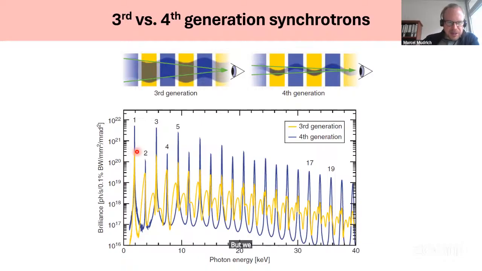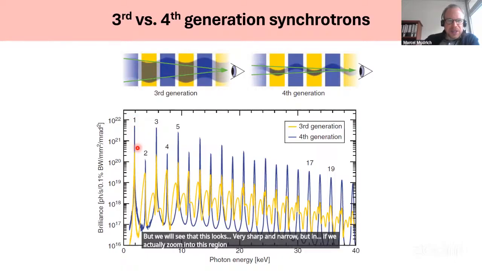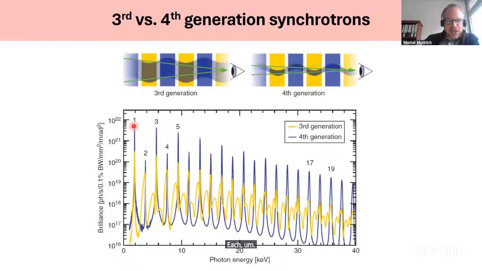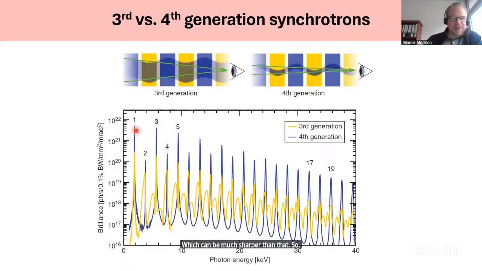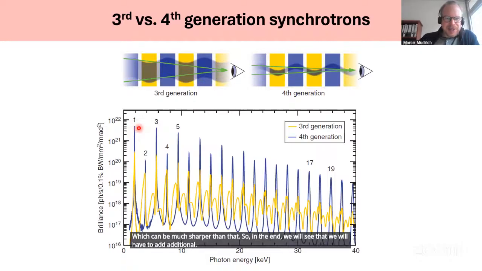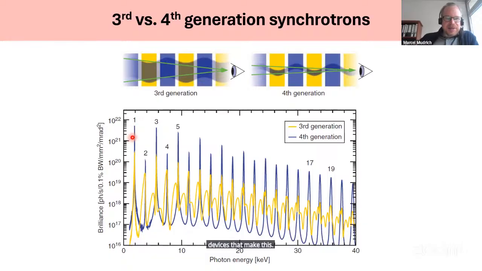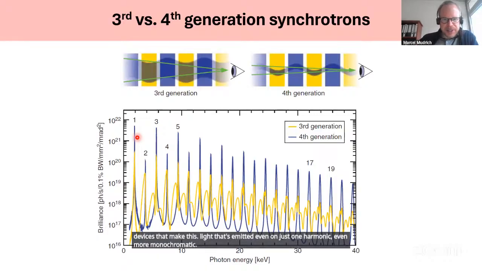But we will see that this looks very sharp and narrow, but if we actually zoom into this region, we will see that each order or each harmonic, even the fundamental here, actually still has quite a broad emission spectrum, at least broad compared to typical atomic transitions or ionization edges in atoms and molecules, which can be much sharper than that. So in the end, we will have to add additional devices that make this light that's emitted, even on just one harmonic, even more monochromatic for many applications.